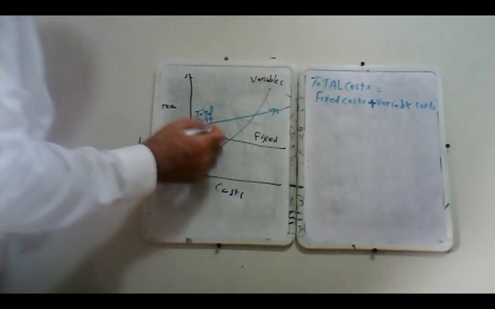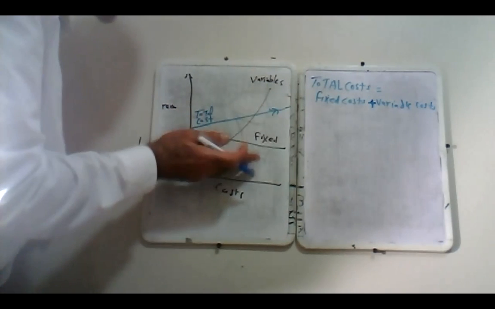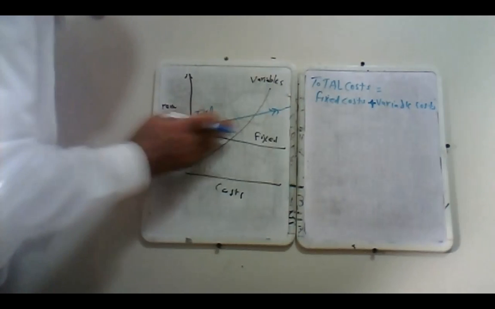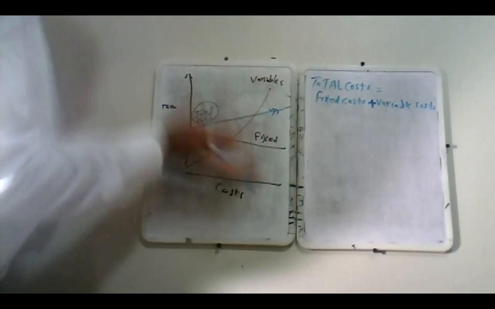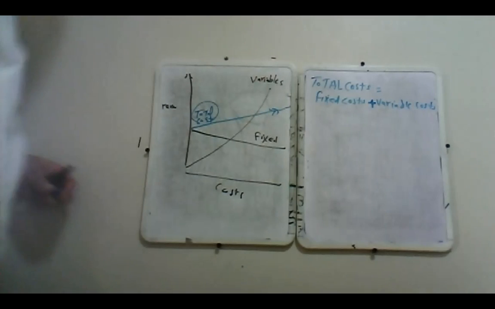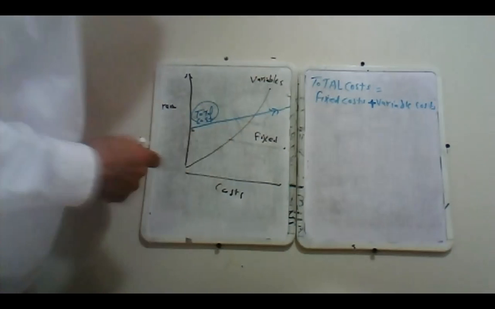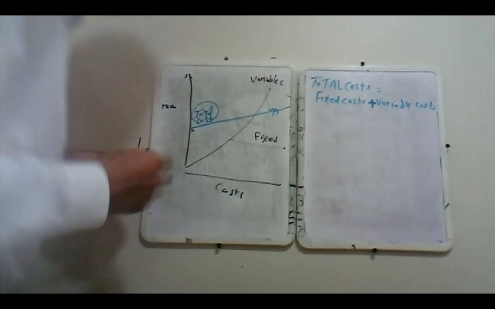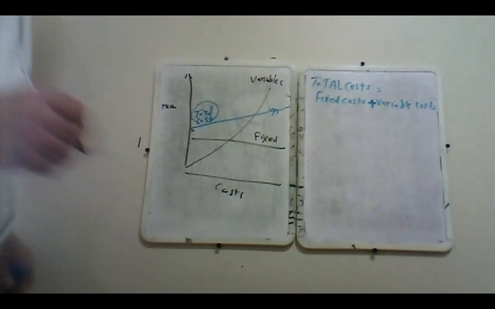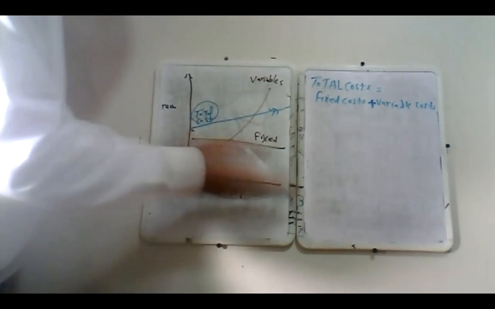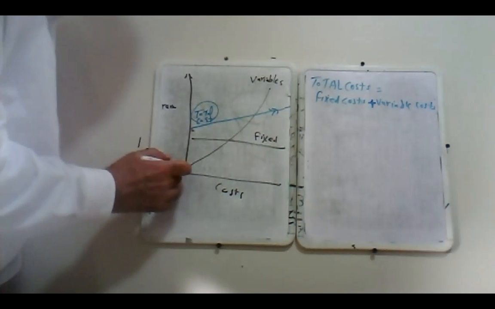Usually when you draw the graph, the line which lies above the other two lines is the total, both of them together. The fixed cost is just fixed. In the long run, it's fixed. It never changes, and it's always parallel to the horizontal line. Variable costs start from the point of origin.